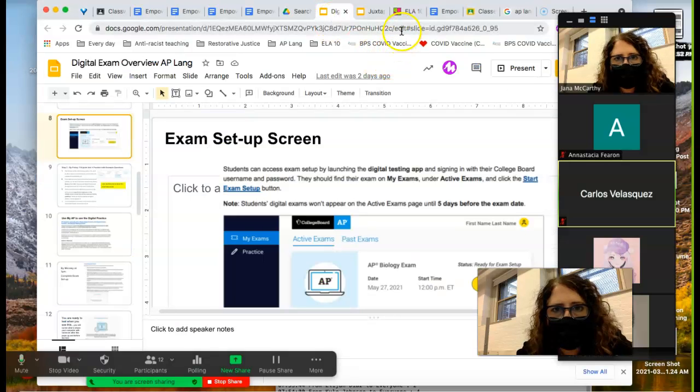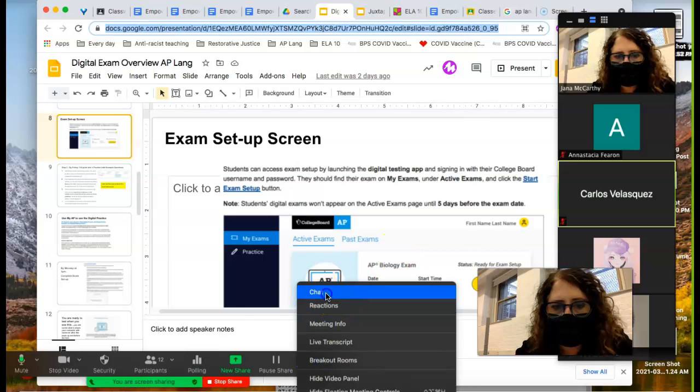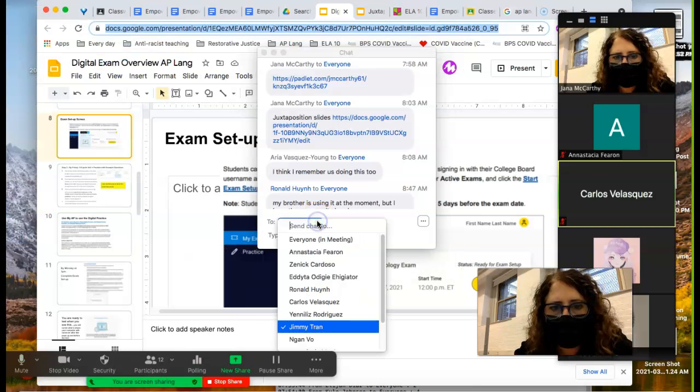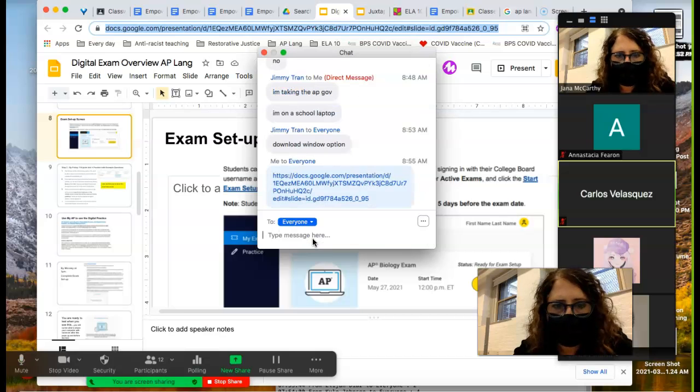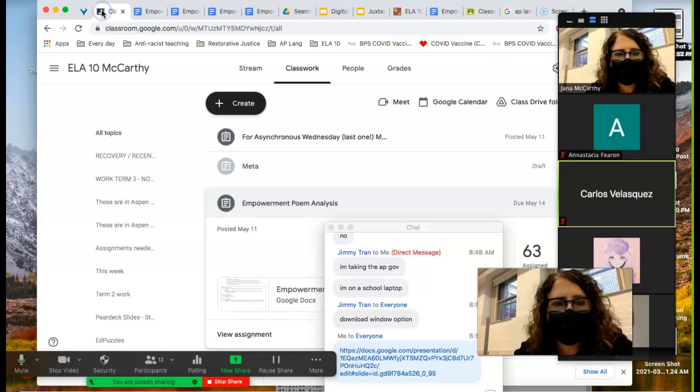I will put this in the chat right now. It is on Google Classroom, so for those of you who are watching who are not here today, you would also find it in Google Classroom. Let me show you where. This is the entire digital exam setup.